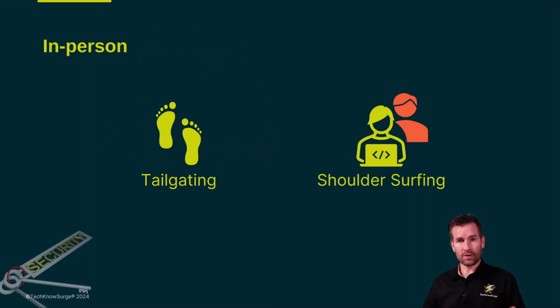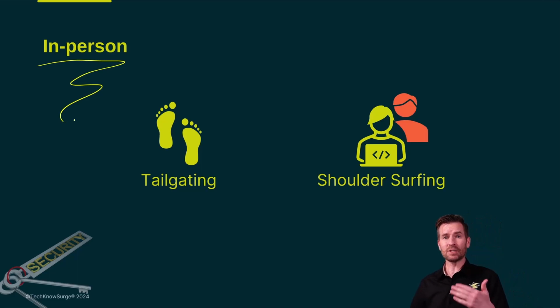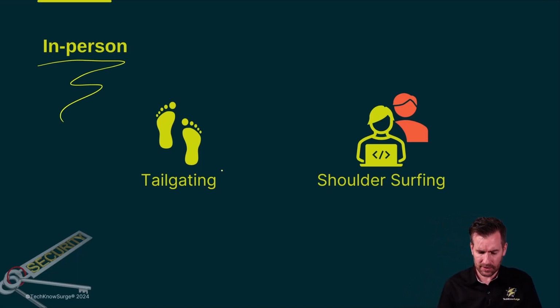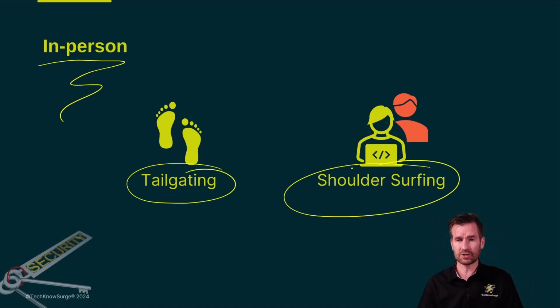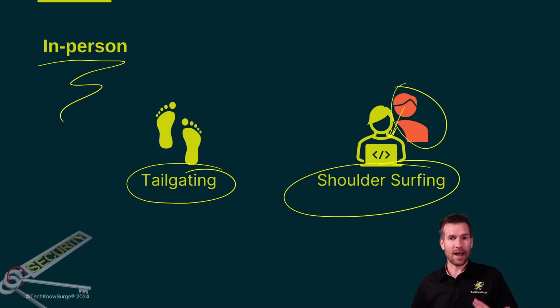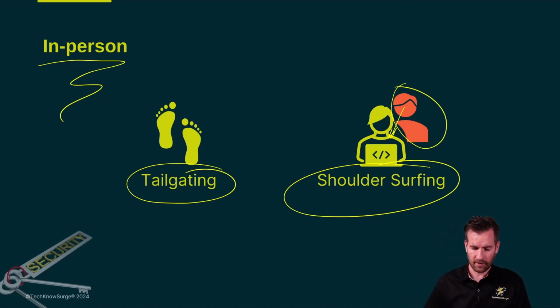Phishing is not the only social engineering technique out there though. For instance, you've got several in-person tactics that they'll use as well. A couple examples of in-person would be tailgating and shoulder surfing. Shoulder surfing is when somebody's looking over your shoulder to gather information. Perhaps it's when you're typing in your credentials and they see what your password is. So that's an example of shoulder surfing.